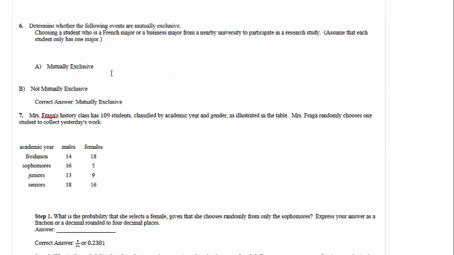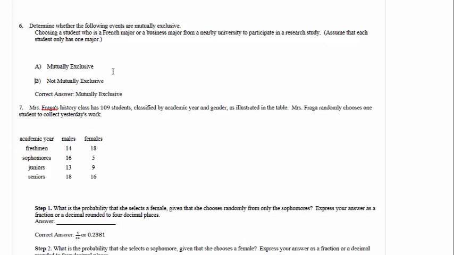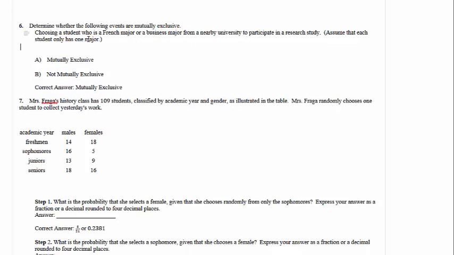So number 6. Let me reorganize this so it makes more sense. I'll put that over there. All right. Determine whether the following events are mutually exclusive. Choose a student who is a French major or a business major from a nearby university to participate in a study. Assume that every student only has one major. That one major is key, right? So we have the French major or a business major.